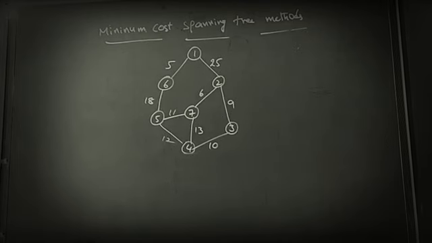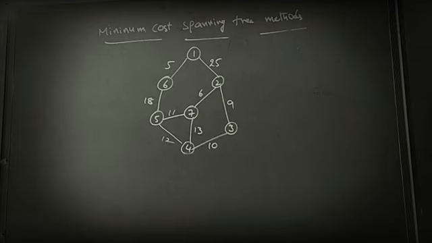So today we are going to discuss minimum cost spanning tree methods. Last class we discussed spanning tree. Spanning tree means the tree should not have any loops. From a graph we can create multiple spanning trees, but finding which spanning tree has the minimum cost is difficult.